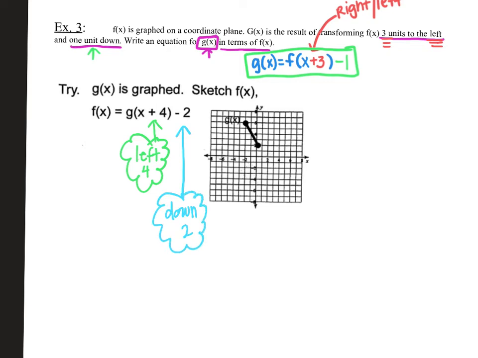So we're going to find our points. Okay, so I'll start at this point. I need to go left 4: 1, 2, 3, 4, and then down 2: 1, 2. There's my point. And then the other one, left 4: 1, 2, 3, 4, down 2: 1, 2, and there's my last point, and I will connect them. So this equation here is f of x.